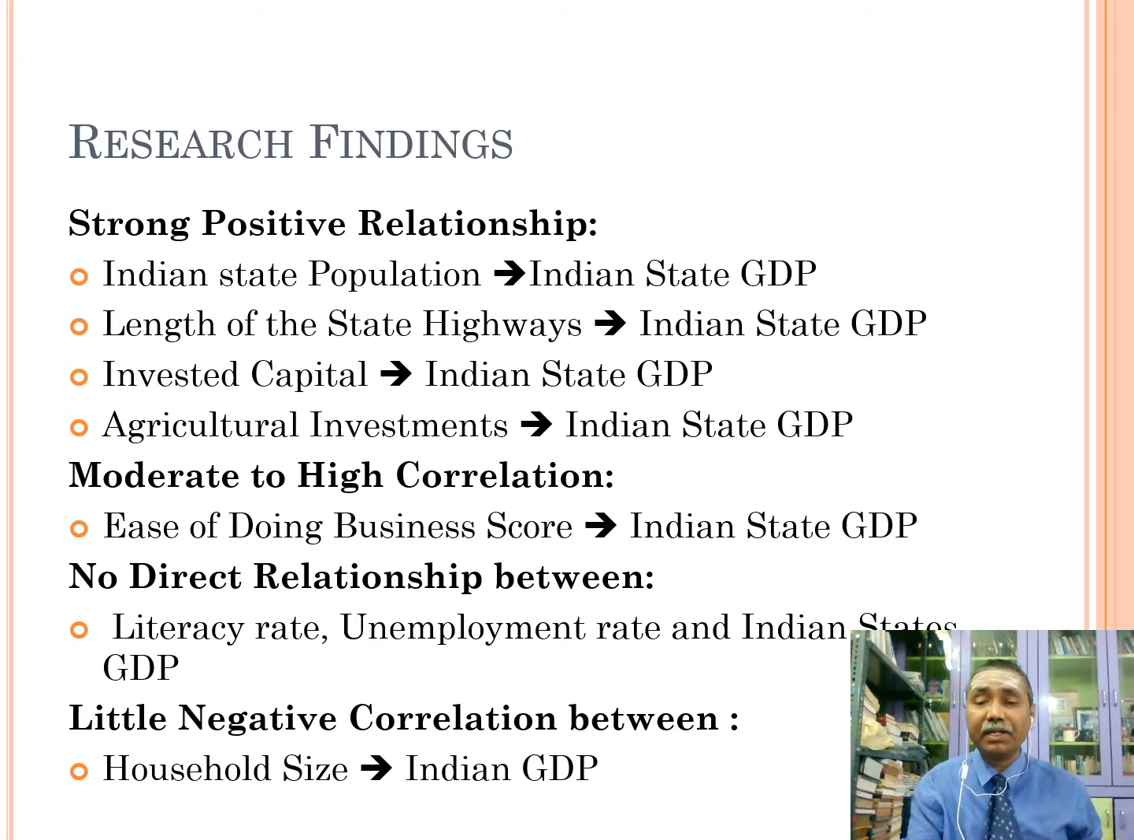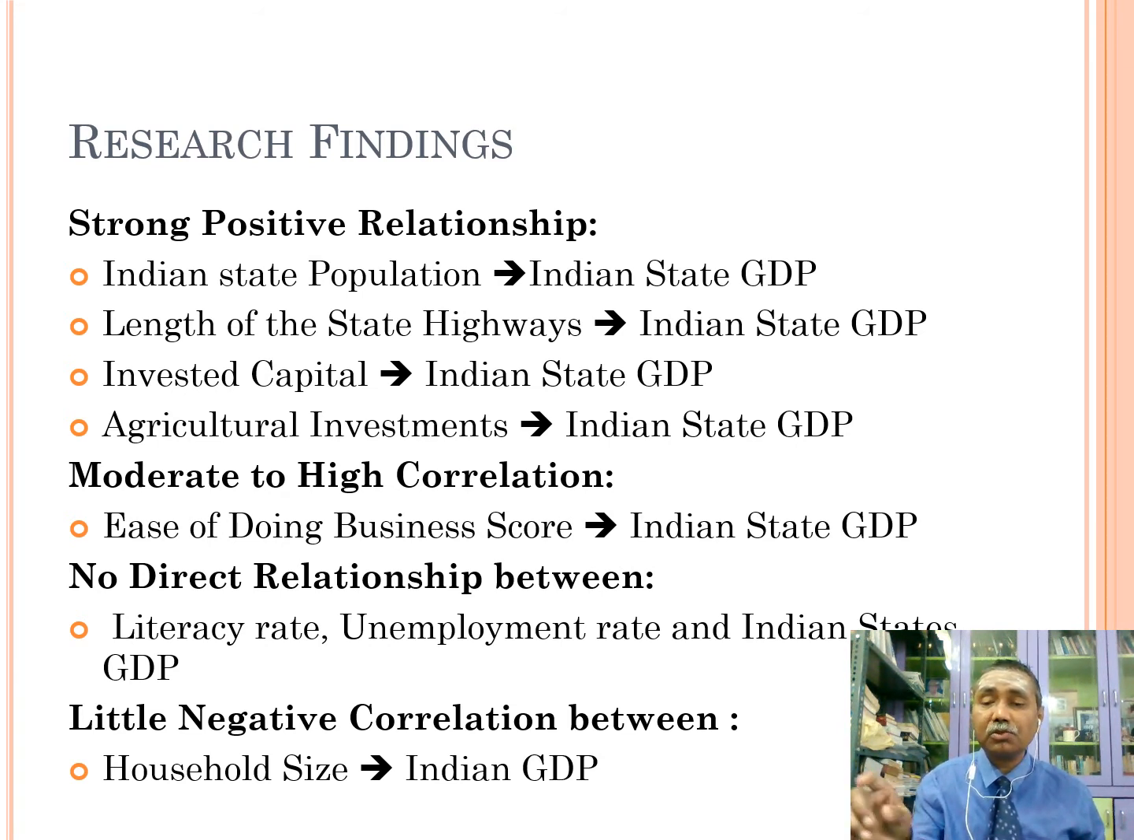Next, invested capital in the state, whether industrial, public, or private investment, put together, contributes to GDP. Next, agricultural investments are also strongly correlated to state GDP. These four variables, population, length of state highways, agricultural investments, and invested capital, are strongly correlated, with a correlation coefficient of more than 0.75. Next, moderately correlated: ease of doing business.